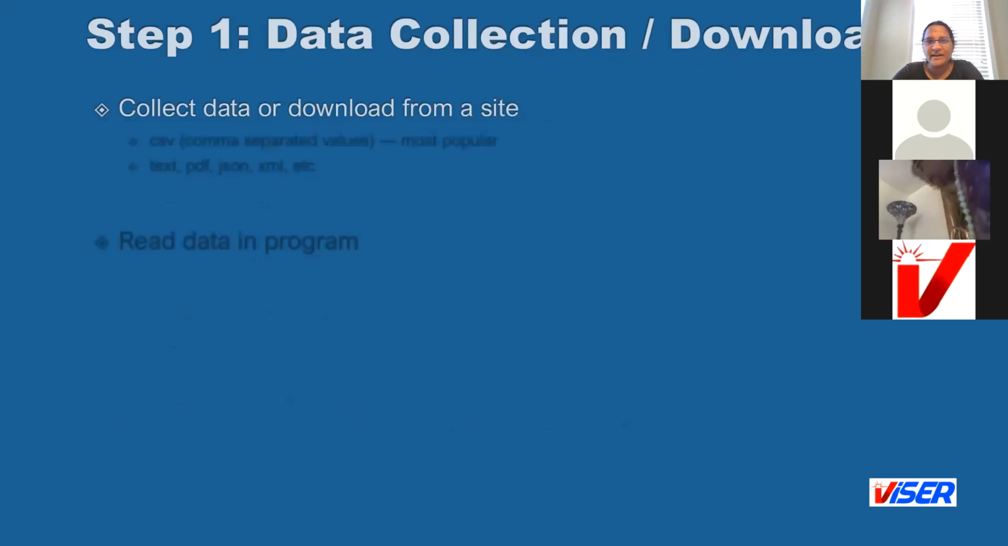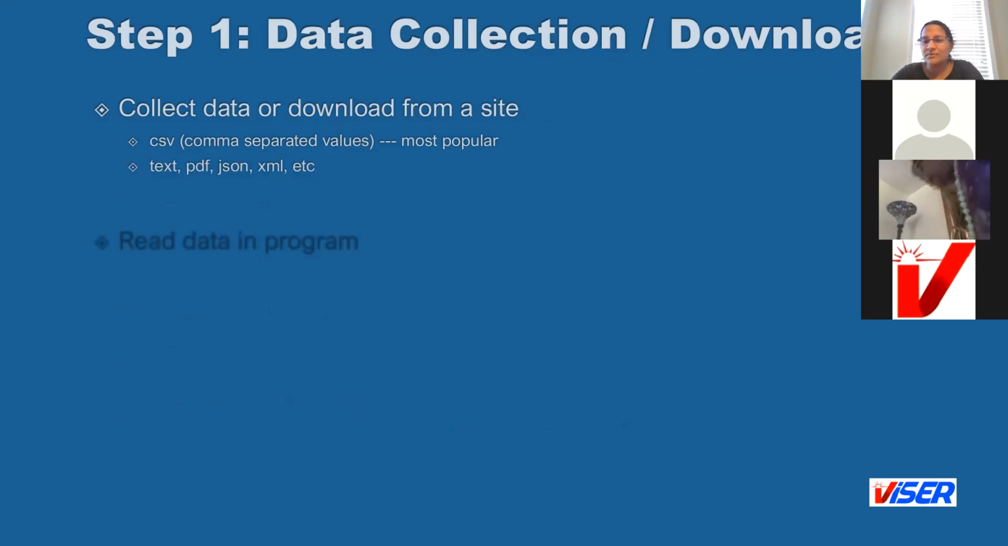So step 1, data collection, download. We can download from a site. Now, CSV file: I have shown you how you can download from a CSV file. It's a very popular way of storing data. So we will be using a CSV file for New York City leading causes of death. CSV means comma separated values.